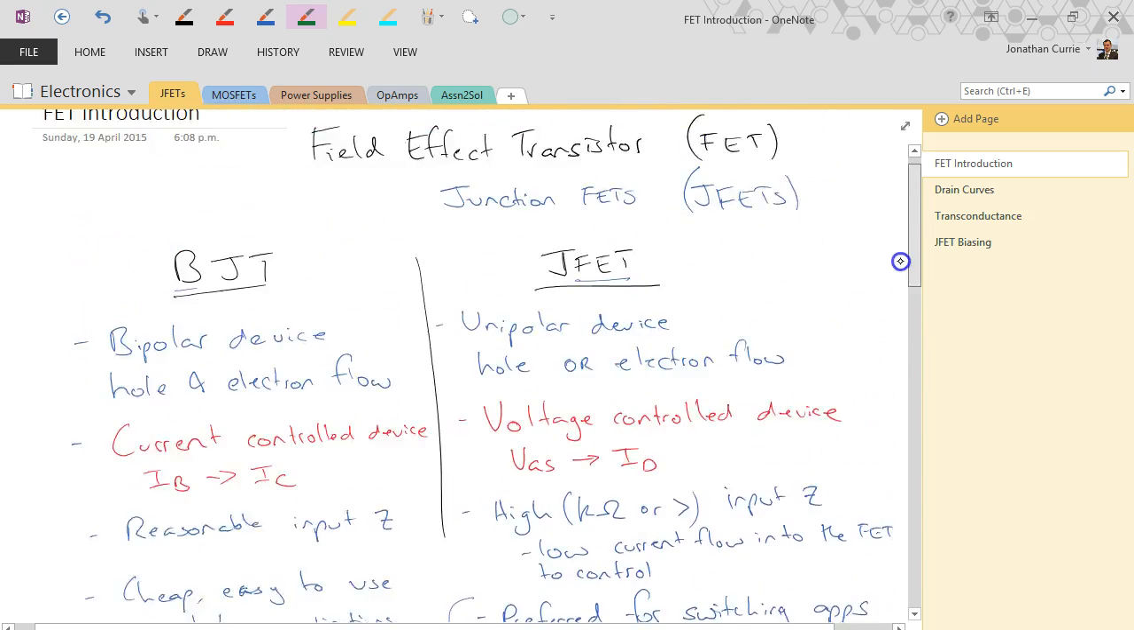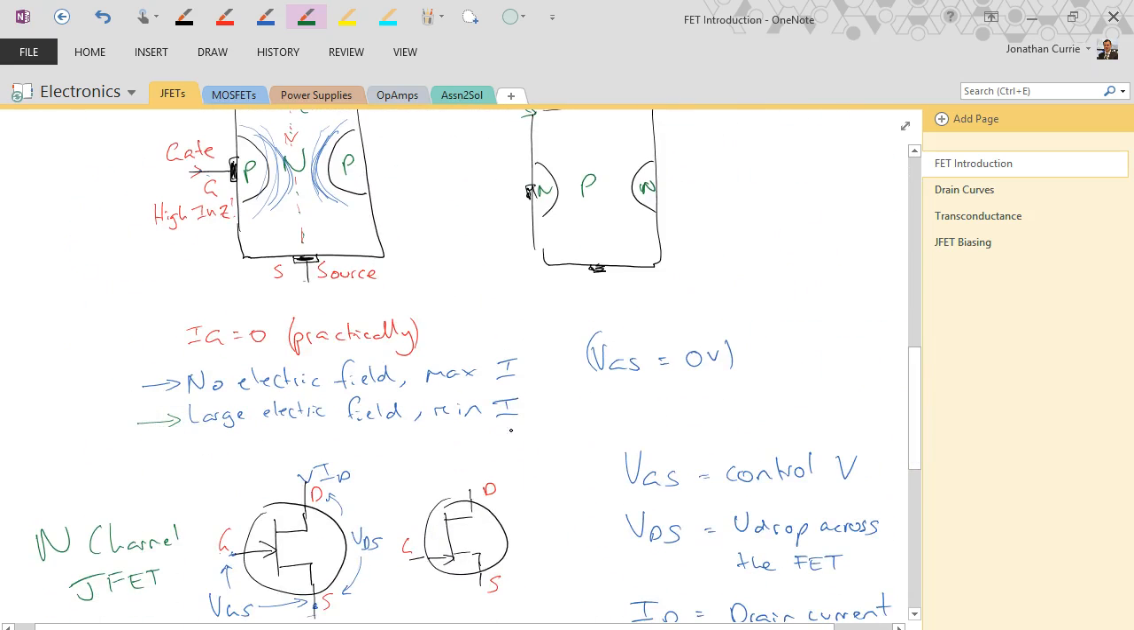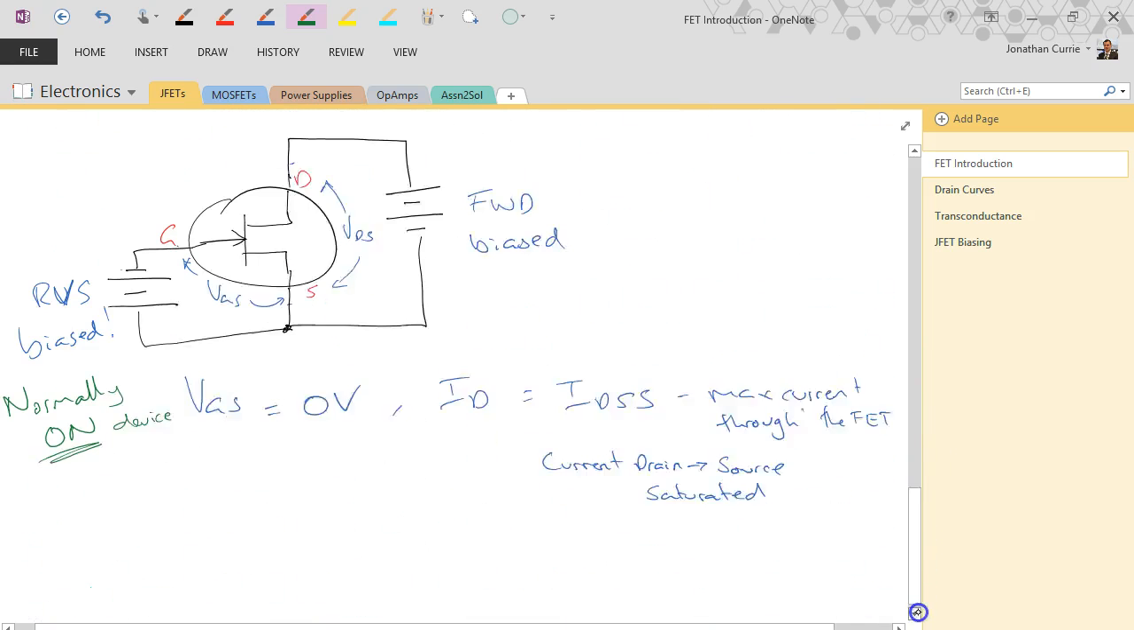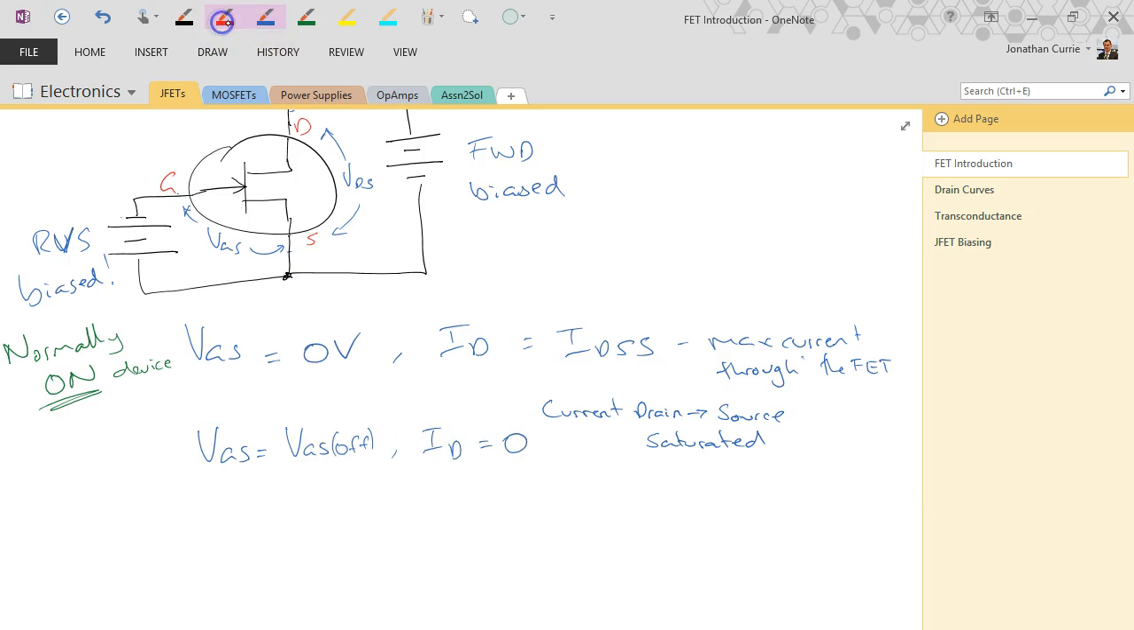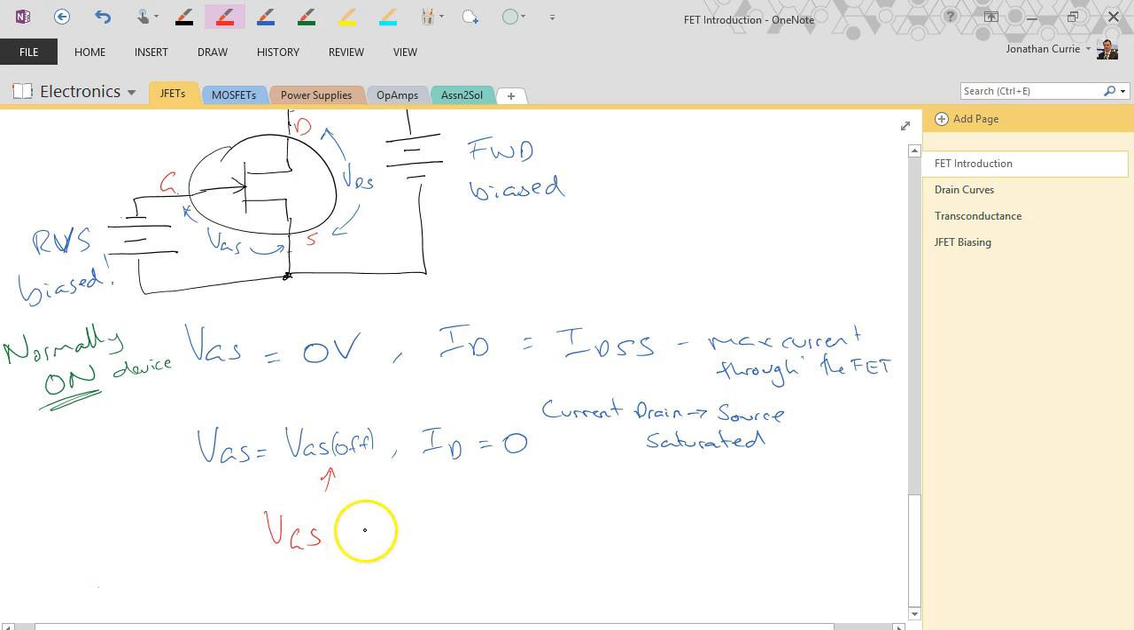Versus, as we saw earlier, with a large electric field, we get minimum current. All right, and when VGS equals what's known as VGS off, ID is equal to 0. And VGS off is the voltage from gate to source that causes ID to equal 0. So that will be a parameter from the data sheet, as will IDSS. They're both parameters based on the construction of the FET, irrespective of the circuit that you put it in.